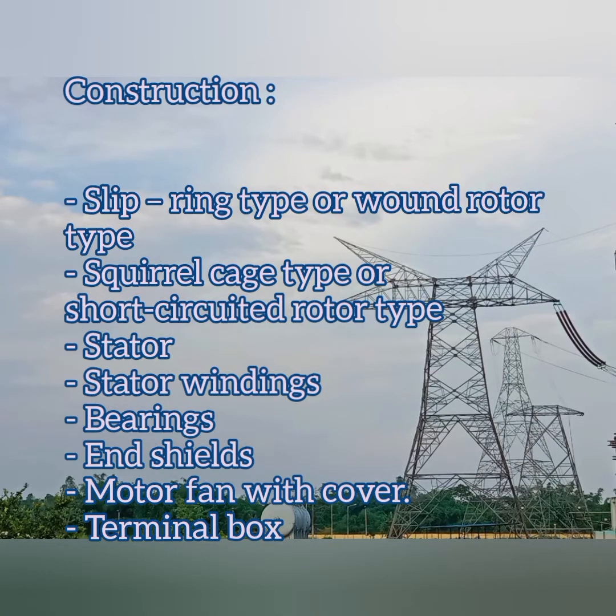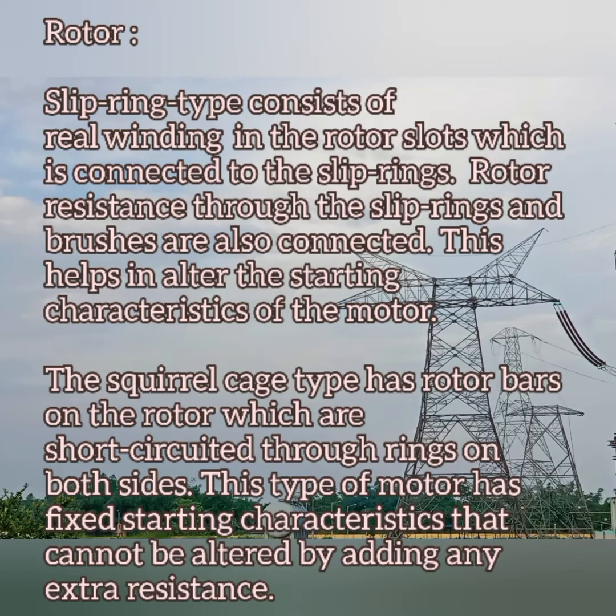Construction-wise, we have different parts: the slip ring type or wound type, the squirrel cage type or short circuited rotor type, and the stator, in which we have stator cores, stator windings, bearings, and end shields to cover the outer frame. Then the motor fan, which reduces the temperature of the rotor, and the terminal box, to which the incoming supply is connected. Then the rotor: we have two types of rotors, one is slip ring and the second is squirrel cage.